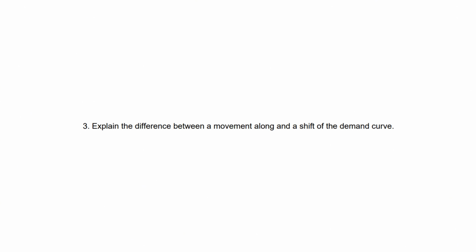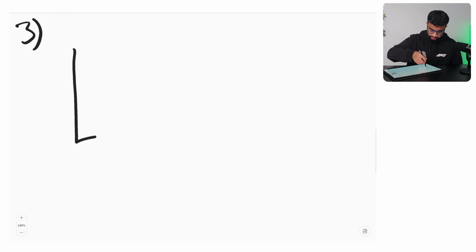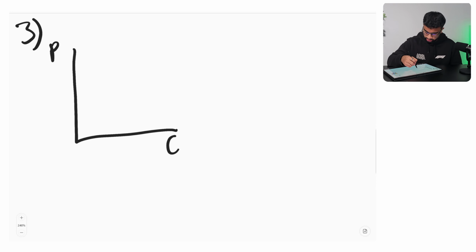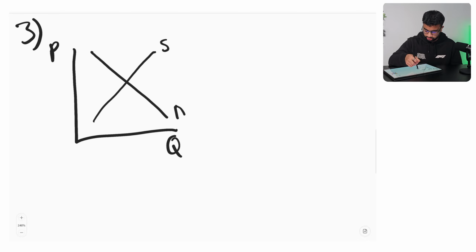Question 3 asks us to explain the difference between a movement along and a shift of the demand curve. So let's start with a movement along the demand curve. Say this is our diagram, that's price, that is quantity. This would be our supply curve and this would be our demand curve, right?